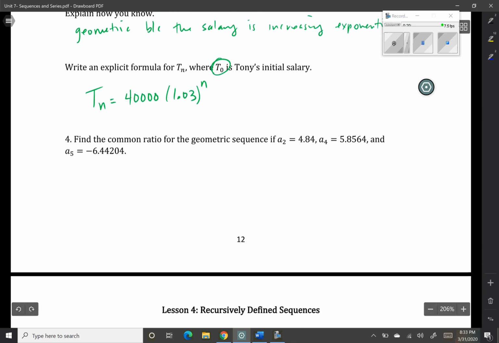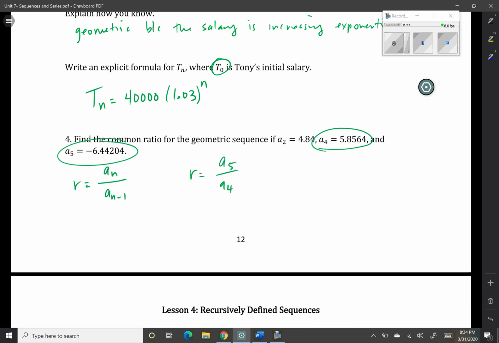Let's take a look at number 4. Number 4 asks us to find the common ratio for this geometric sequence. It gives us the second term, the fourth term, and the fifth term. To find any common ratio, all we have to do is divide a term by its previous term. Now I know 4 and 5 are next to each other. So the common ratio here would be whatever a sub 5 is divided by a sub 4. We don't actually even need a sub 2 at all.